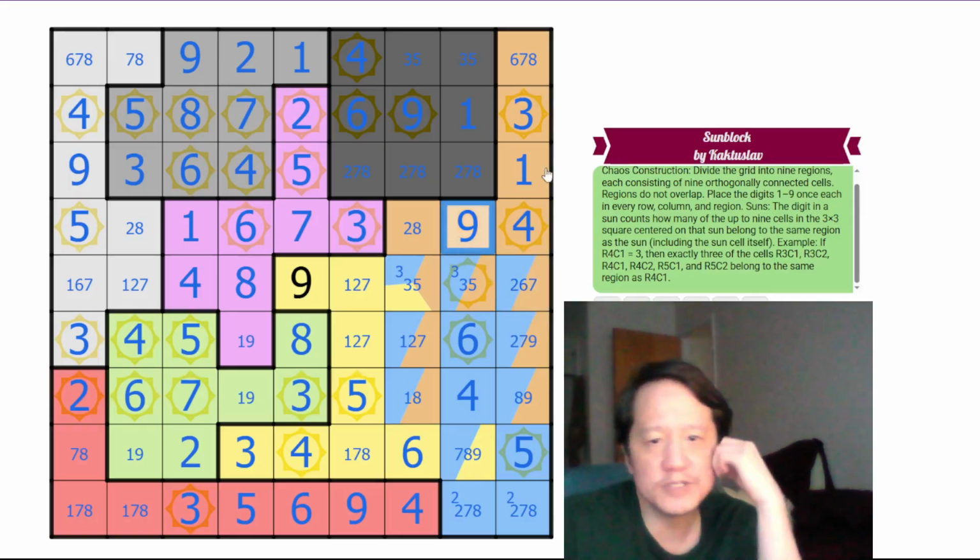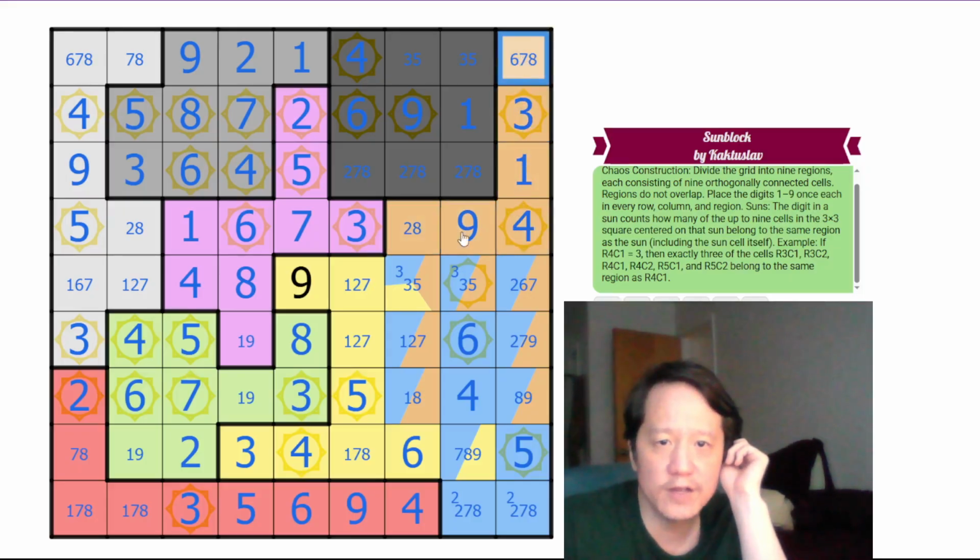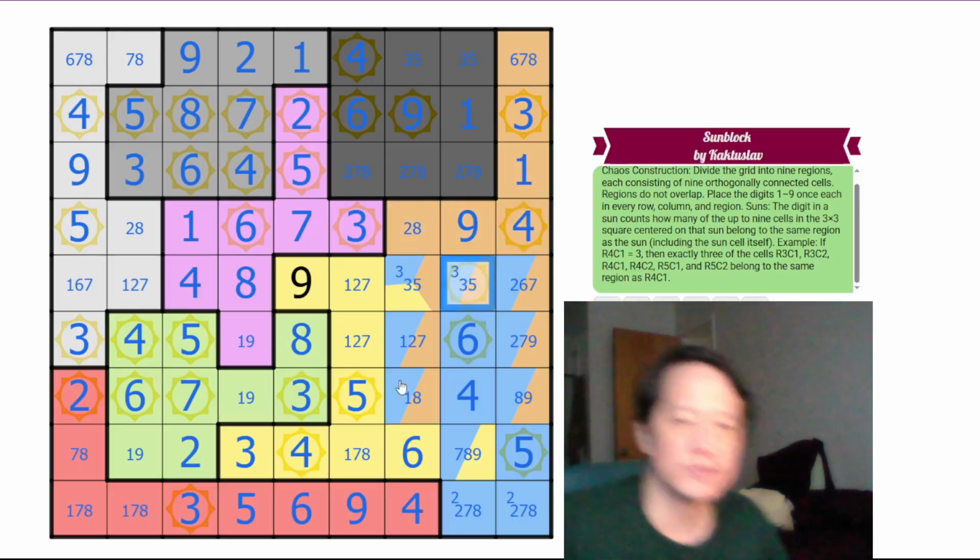We have a guaranteed 9 in the orange. This is 1, 2, 3, 4, 5, 6. This counts 3 cells in the region.